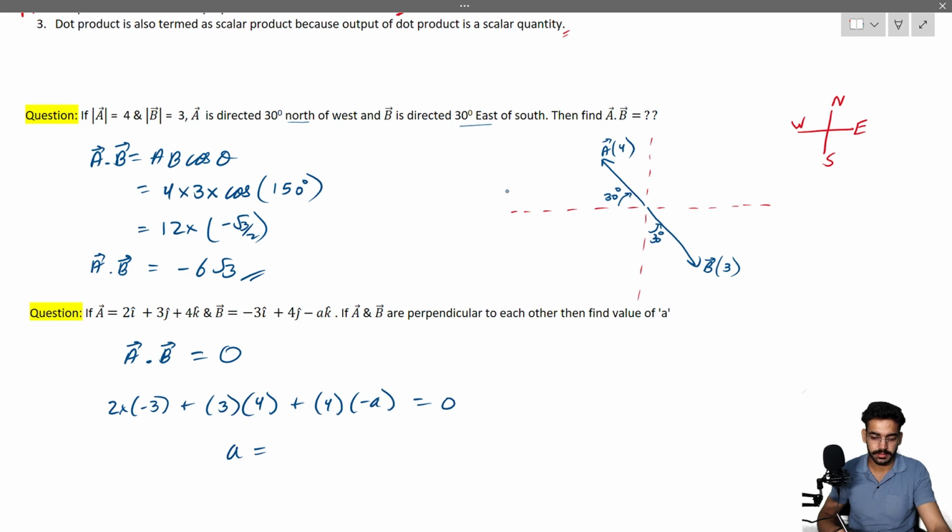I hope this is clear. So 12 minus 6 is 6, and 6 by 4 is 3 by 2. The answer is 3 by 2. I hope this is clear.